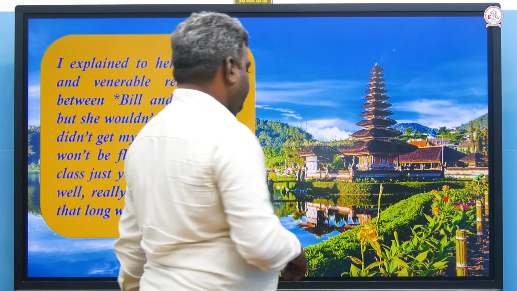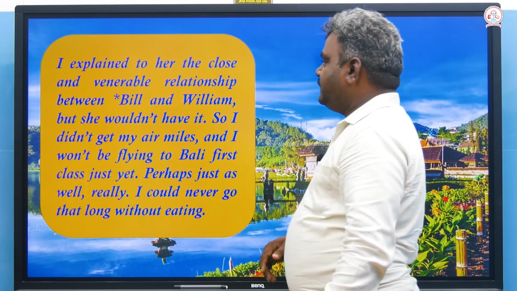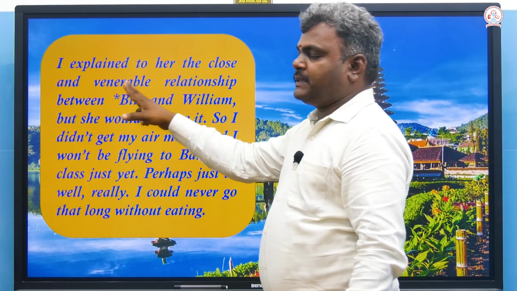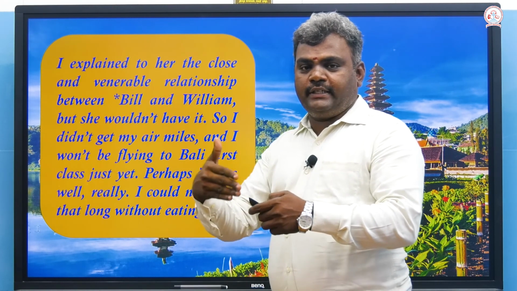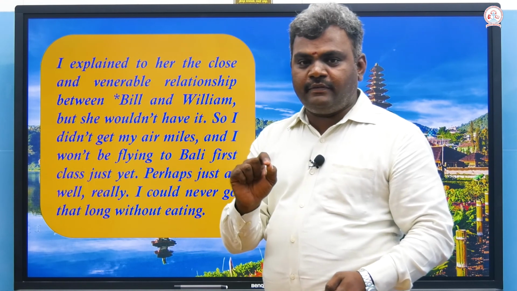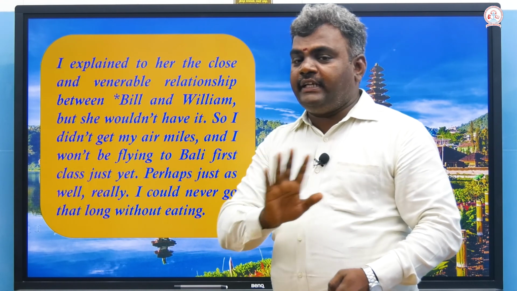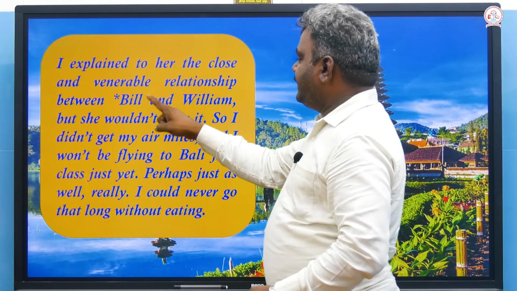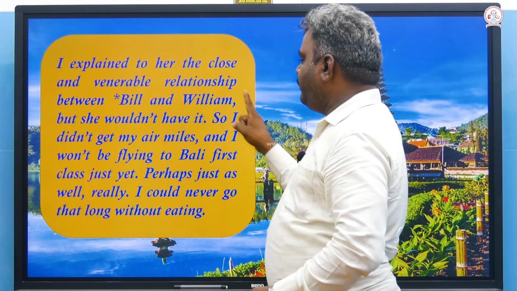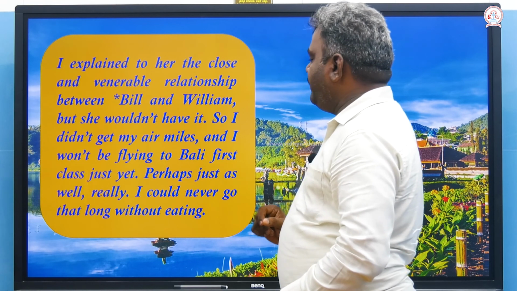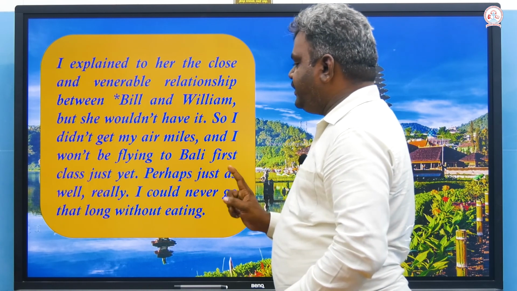Here, this is Bali. I explained to her the close and venerable, meaning respectable, relationship. What is W and what is B? W means William, B means Bill Bryson, William Bryson. But they didn't accept it. I explained to the clerk the close and venerable relationship between Bill and William, but she wouldn't have it. I didn't get my air miles. I won't be flying to Bali, first class, just yet.